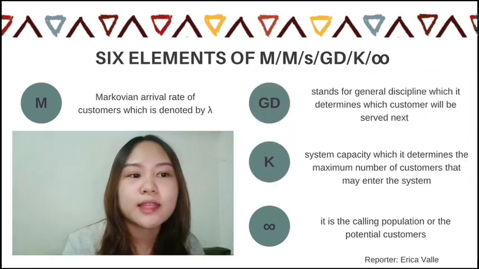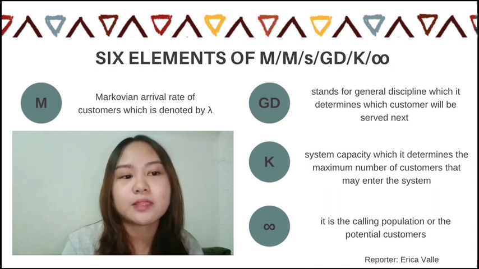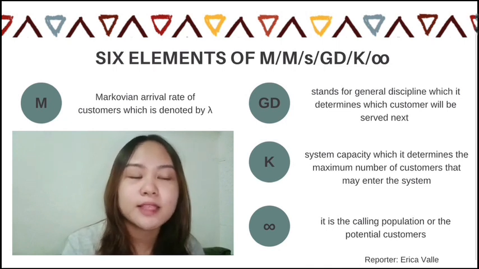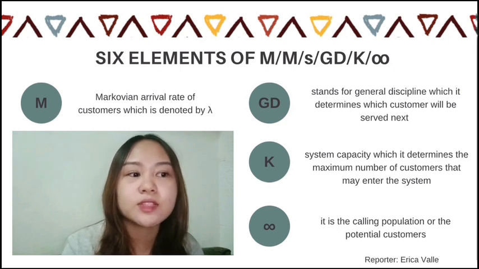Then GD stands for general discipline, which determines which customer will be served next. So normally in this model, it is a first come first served basis. Then K is the system capacity, which determines the maximum number of customers that may enter the system. So, sa example kanina, sa drive-thru, sa isang server, ang system capacity is let's say 6. So, 6 ang ilalagay. Then last is infinity.